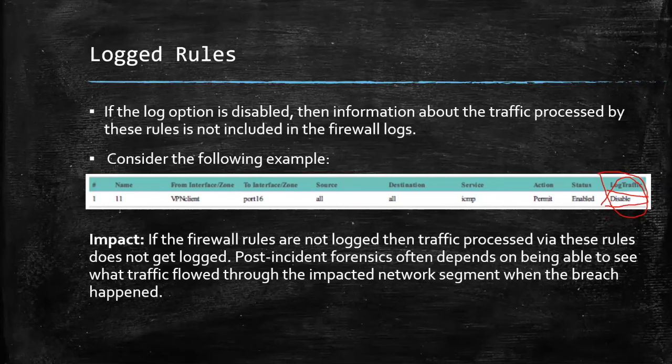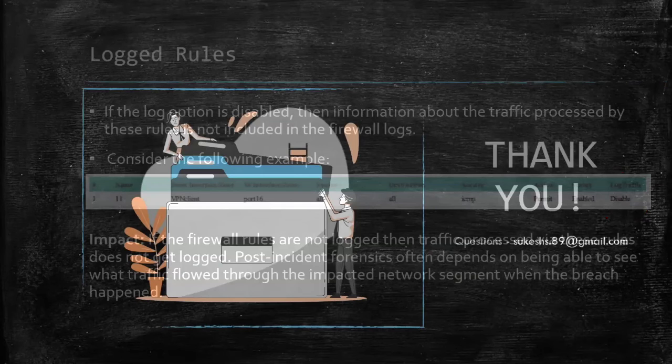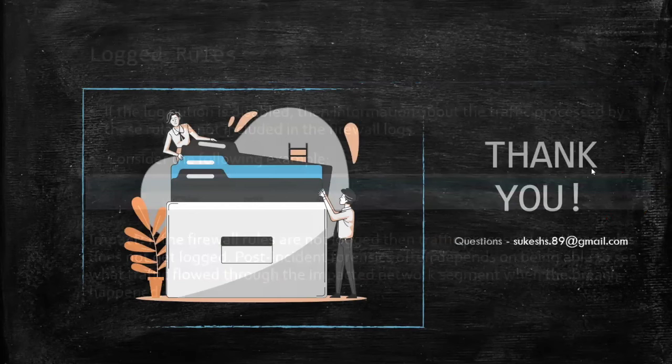For example, if you are given RDP access for a particular user, and that rule is not logged, you will not get to know what kind of actions have been performed by that user or from that account. So every critical log should be logged in the firewalls, and that will be used for any kind of post-incident forensics and network incidents. I think that's all from my end for the firewall rule set and review.